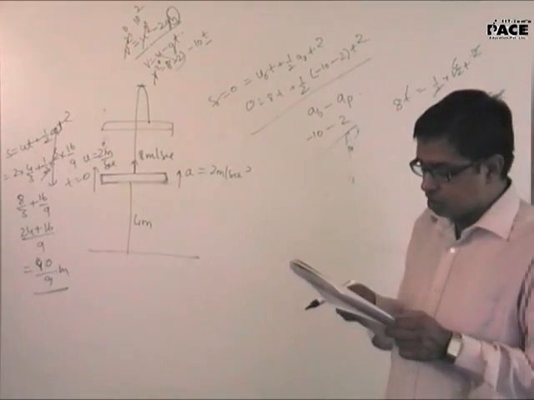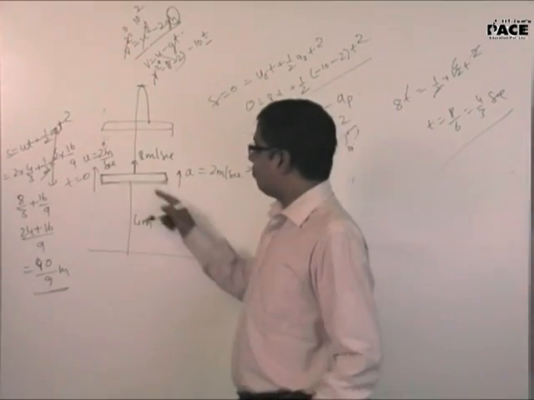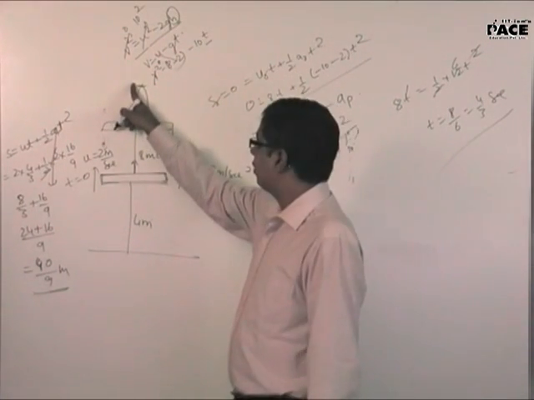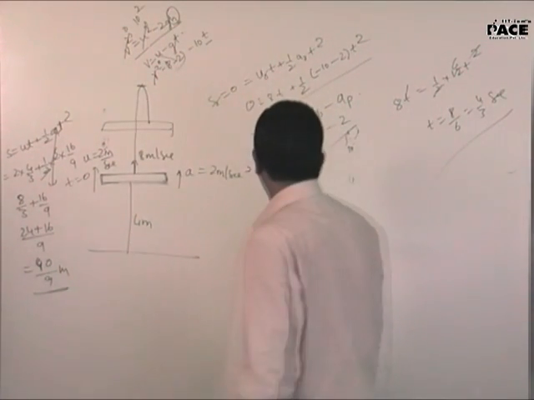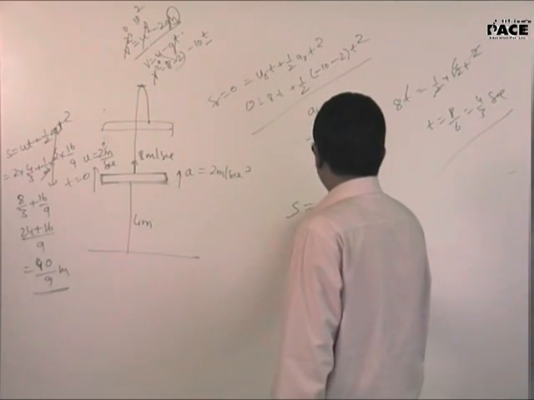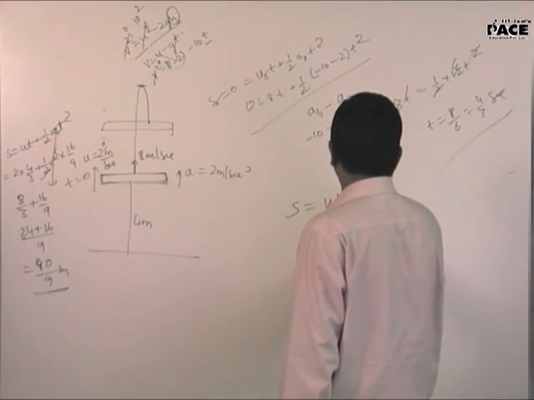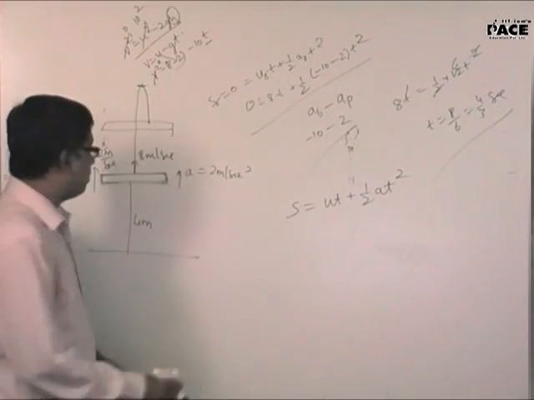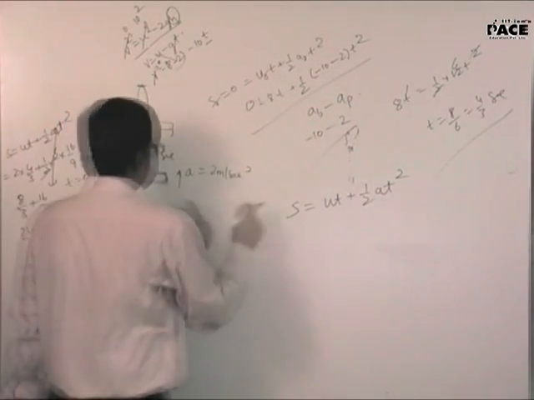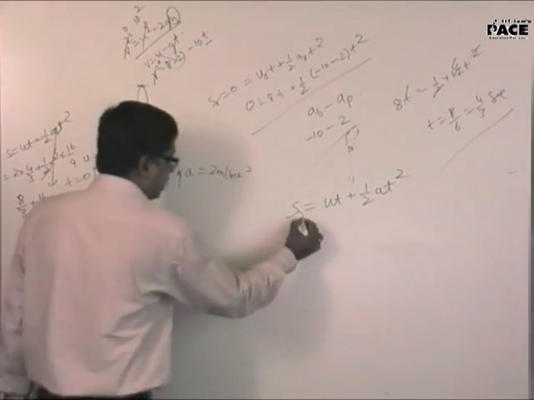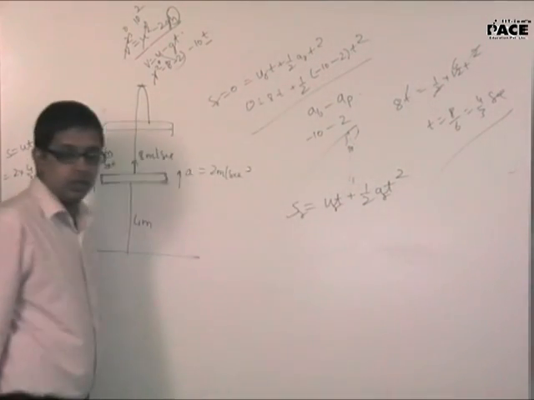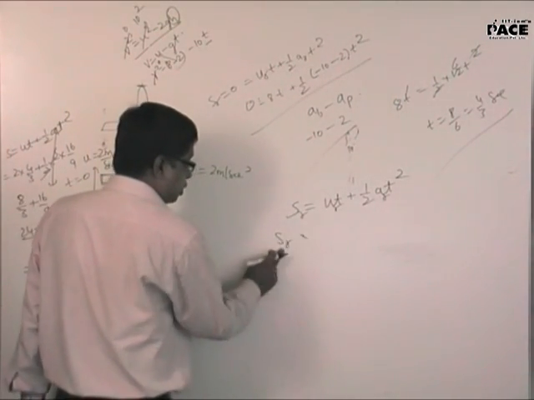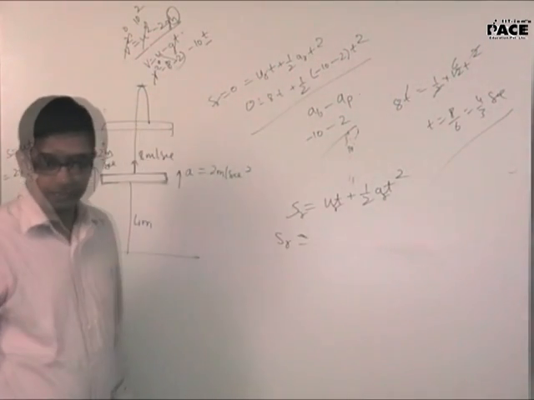Third, maximum distance of the ball from the platform. Obviously, the distance should be maximum. Have a look at it: S is equal to ut plus half at square. The distance between them should be maximum. That means, first of all, I take relative displacement. Watch out for this: relative displacement SR should be maximum, is what he is asking.